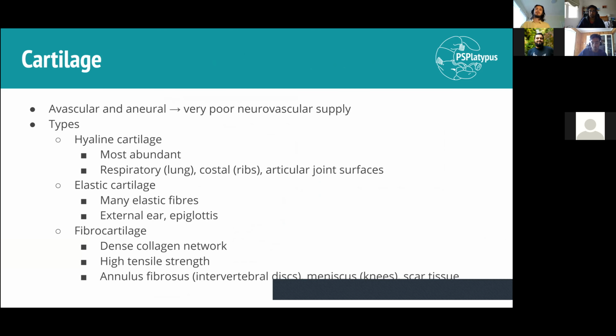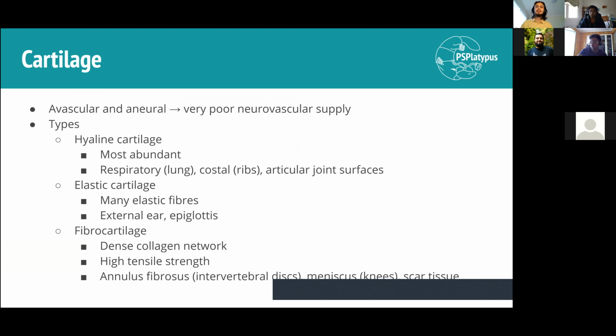Now, onto cartilage. Cartilage does not have neurovascular supply, really. That means it doesn't really have blood supply and it doesn't really have nerve supply, which will be relevant when we're discussing the healing or the repair of connective tissue. Cartilage falls into three main types.